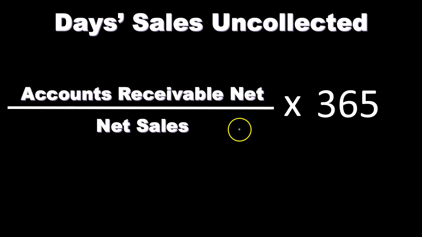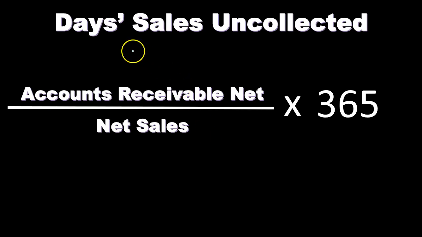Next, we'll take a look at the days sales uncollected. Days sales uncollected is going to be the accounts receivable net divided by net sales. We're going to take that and multiply it by the number of days in the year, 365. So once again, we have the accounts receivable net. That simply means that we're going to have the accounts receivable net of any allowance for doubtful accounts, the contra account that we think are going to be uncollectible receivables, or the estimated amount of uncollectible receivables. We're dividing that by net sales. Once again, net here does not mean net income.